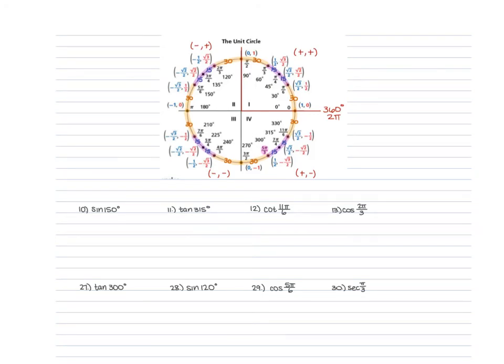So for 10, 11, 12, 13, 27, 28, 29, and 30, we want to remember that sine is y, cosine is x, tangent is y over x. If you were working with the inverses of these, your cosecant would be 1 over y, your secant would be 1 over x, and your cotangent would be x over y.